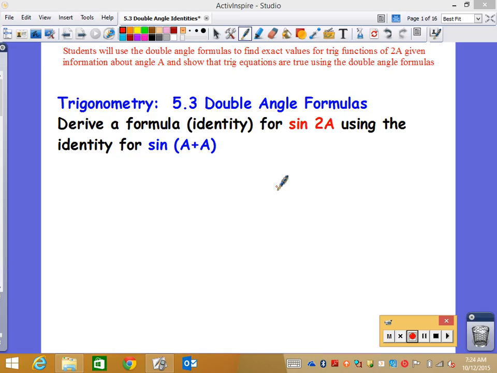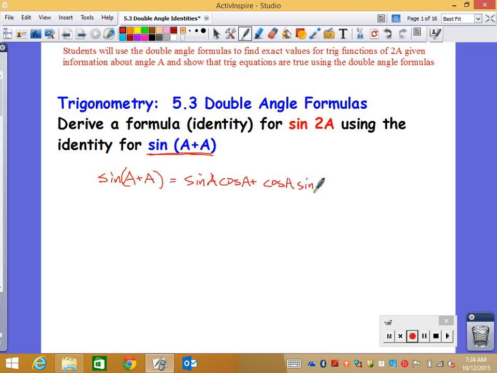So I can rewrite the sine of 2a as the sine of a plus a. A plus a is 2a. Now we can use the sum sine identity, because I know that the sine of a plus a, using my sum identity, is the sine of the first a, cosine of the second a, plus cosine of the first a, sine of the second a.